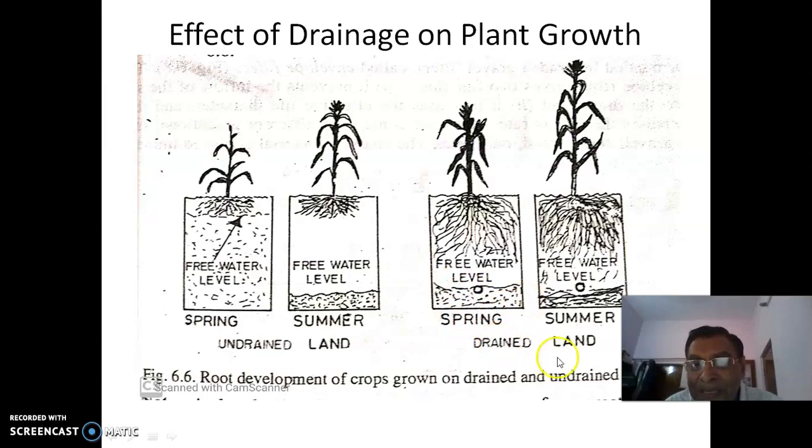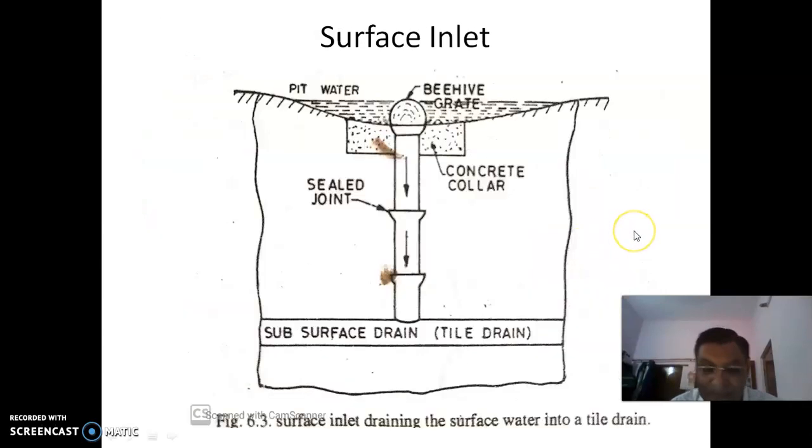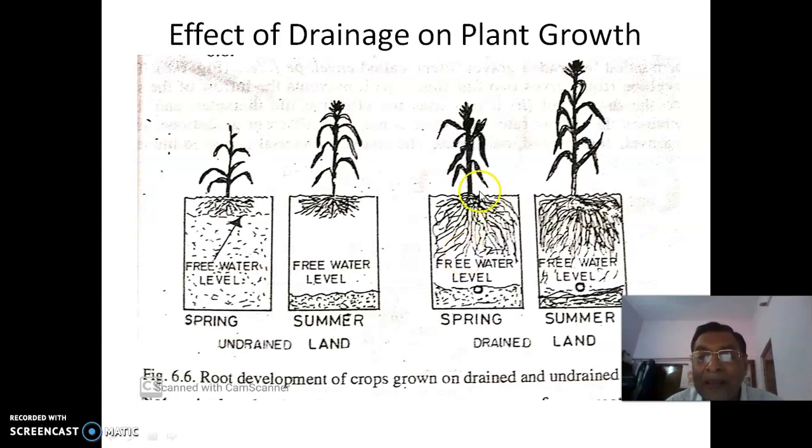Whereas here is the drained land. You have given good drainage, both in spring as well as summer. Compared to the spring, in the summer the water level is down and it is much aerated. You can see how the root development here is compared to here. Here root development is much denser, the canopy development is much denser, and similarly the yield is higher. So it's not that you provide water alone and neglect other things. You have to carefully plan your drainage requirements also. That is very important for any irrigated lands.